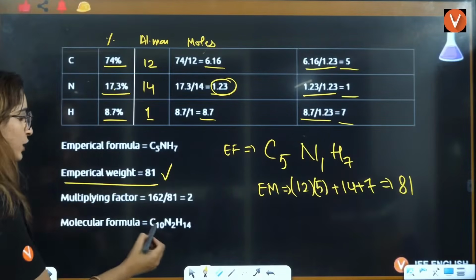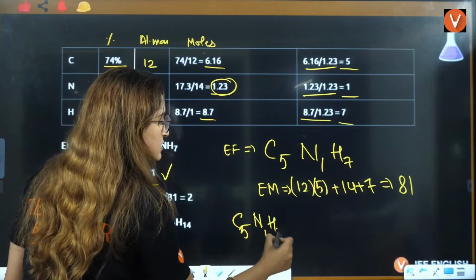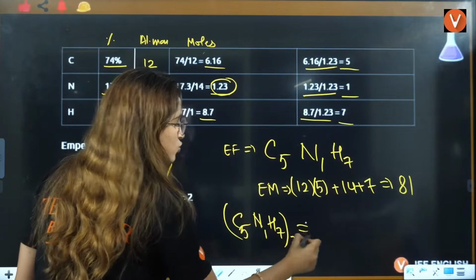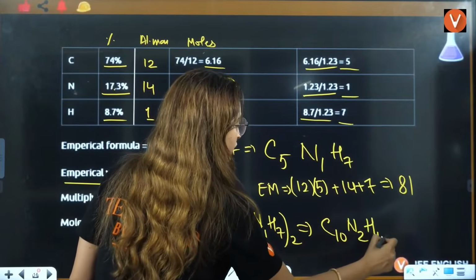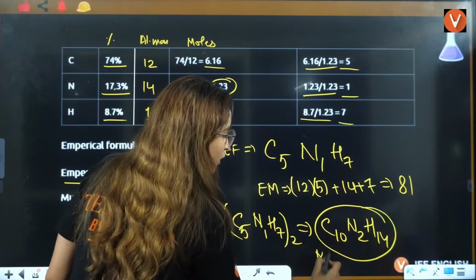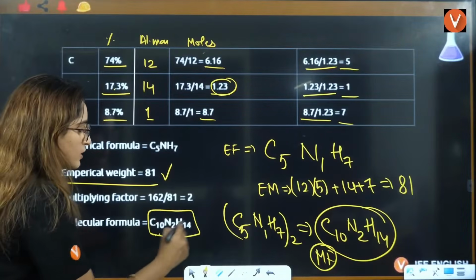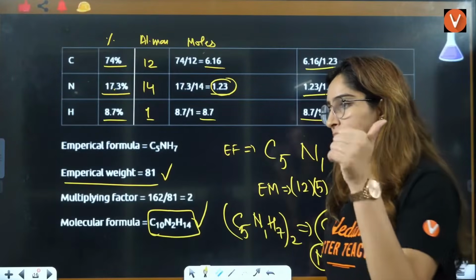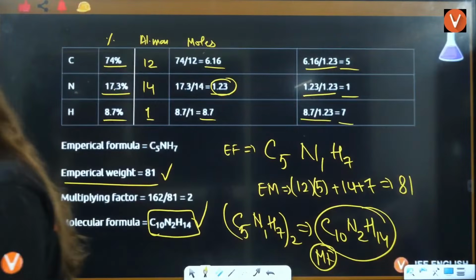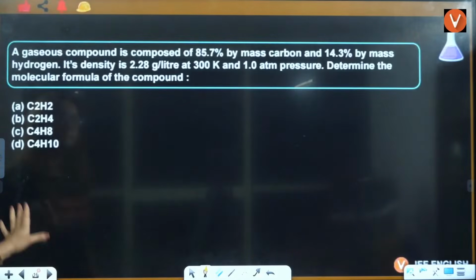You put the value: C5N1H7 times 2. So it will become C10N2H14. And that is your molecular formula, right? C10N2H14 is becoming your molecular formula here. Clear everyone, right? Simple questions these are, okay? Not to worry about anything here, right?